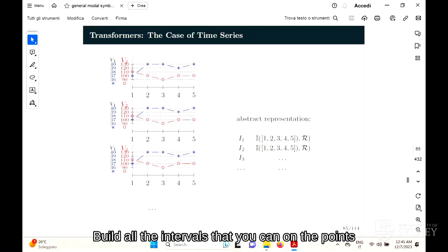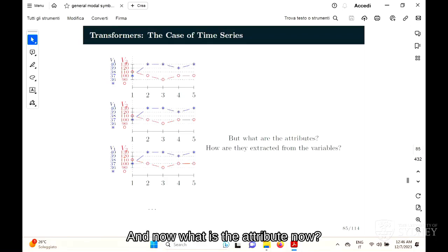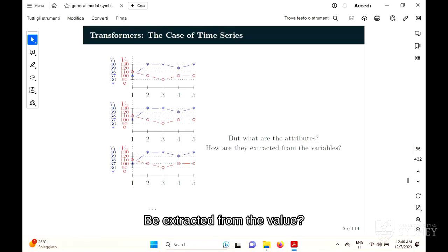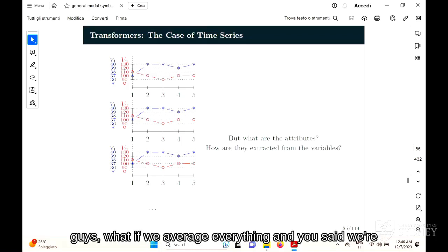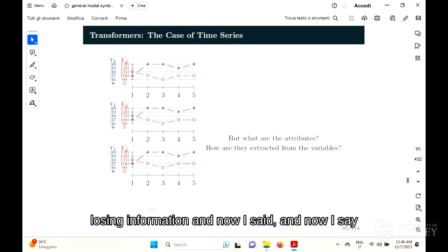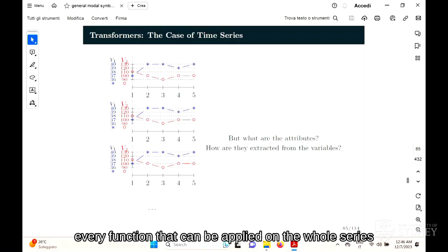Build all the intervals that you can on the points that you have, and compute all Allen's relations between them. And now what are the attributes? How can they be extracted from the values? Well, actually, we already said that when I asked you what if we average everything, and you said we're losing information. And now I say, take the same function and apply it to every interval, because every function that can be applied on the whole series can be applied on pieces of the series.